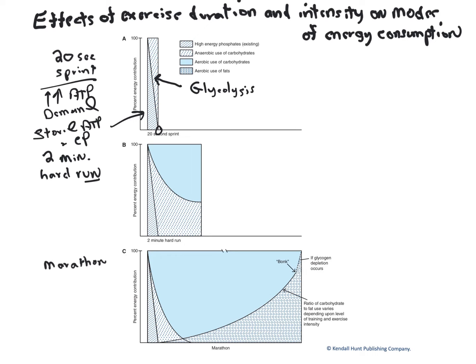Let's switch to the 2-minute hard run. A 2-minute hard run is a difficult race. The ATP demand is still high. Maybe not as high on a second-by-second basis as the sprint, but it's still high. Where's the energy going to come from? Well, as before, we start with stored ATP and creatine phosphate. We can power that run for the first 20 seconds or so with that. Then we go to glycolysis.